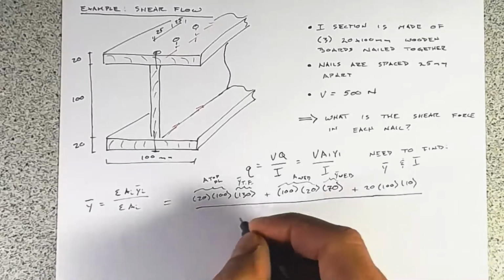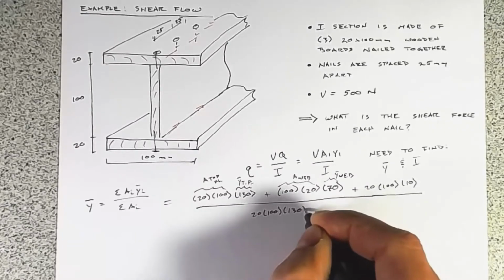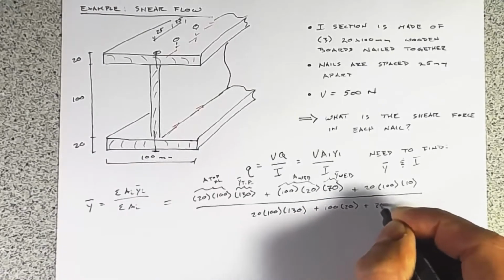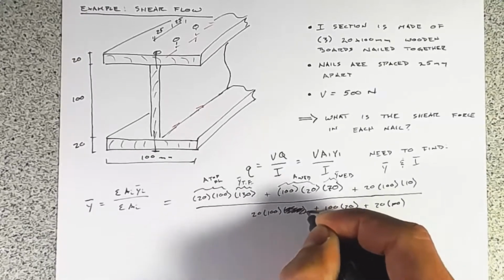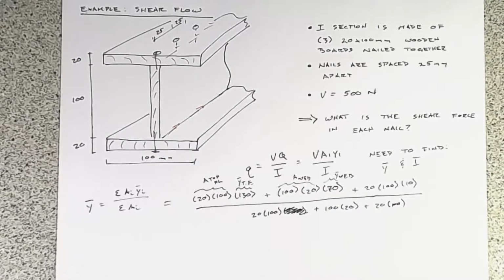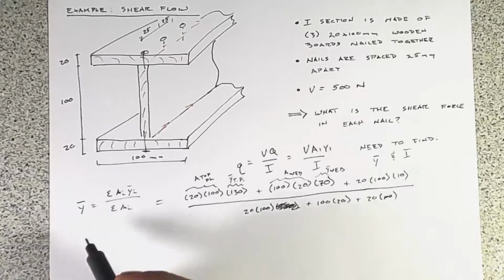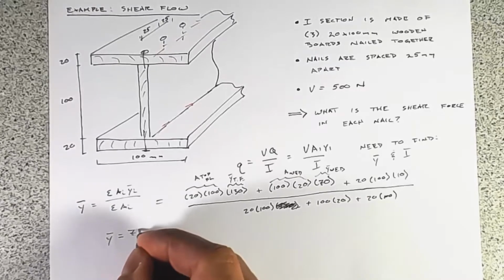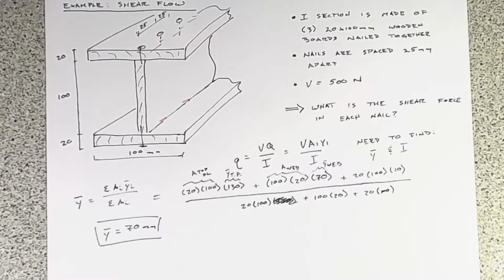And we'll divide that out by the sum of the areas: 20 times 100 times 130 plus 100 times 20 plus 20 times 100. And actually, that was my mistake. I didn't mean to put in that 130. It's three boards that are the same area, so we should see that three times. We work all of that out and we get y bar equals 70 millimeters, which is what we would suspect for a symmetric section. It should be right halfway in the middle.